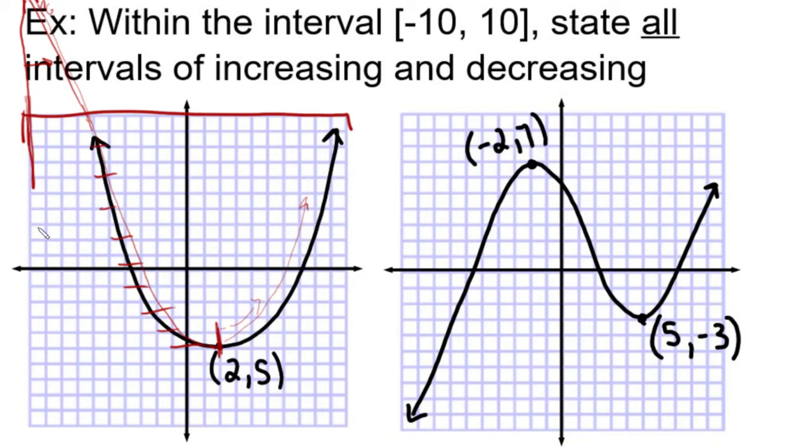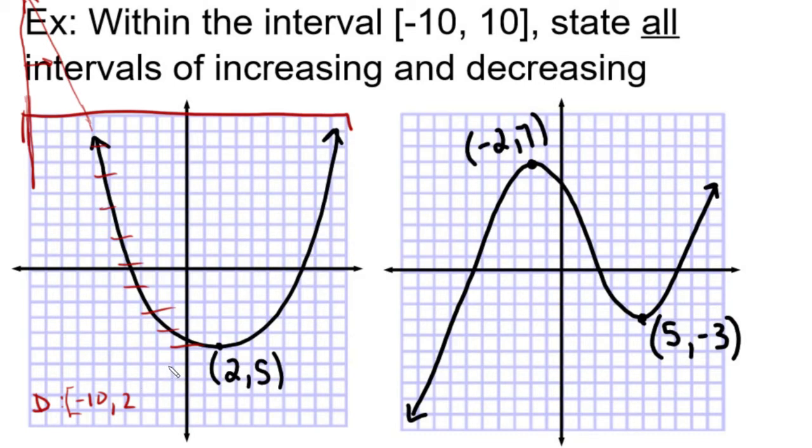So from -10 all the way until this point here, which is the x value of 2, you are decreasing. So we're going to erase some of this stuff that's on our screen here. So decreasing. I'll write a D for decreasing, from -10 to 2. Now, here's the catch.